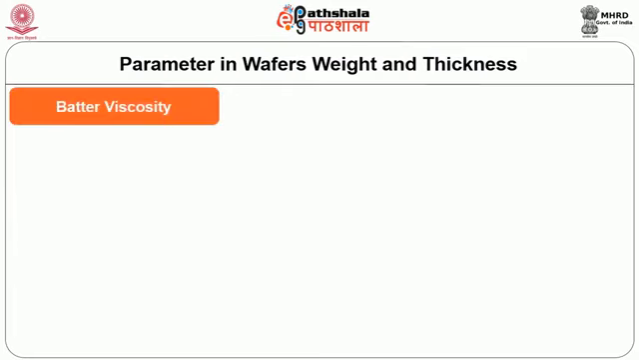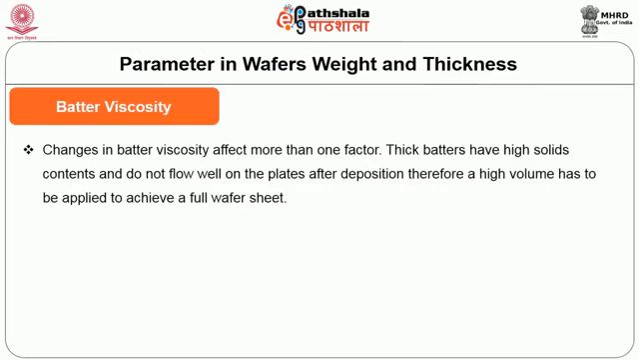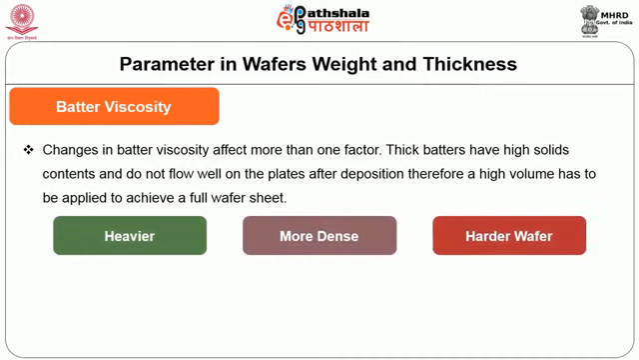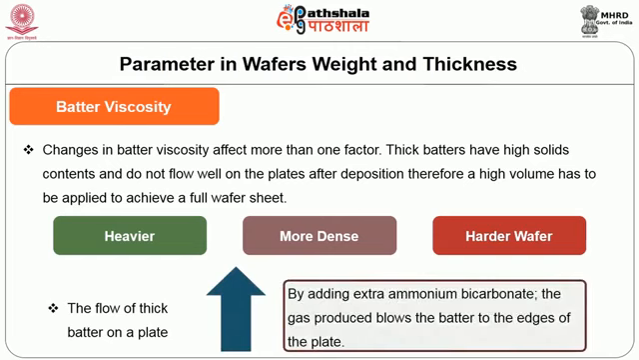Next is batter viscosity. Changes in batter viscosity affect more than one factor. Thick batters have high solid contents and do not flow well on the plates after deposition. Therefore, a high volume has to be applied to achieve a full wafer sheet. This gives a heavier, more dense and harder wafer. The flow of the thick batter on the plate can be increased by adding extra ammonium bicarbonate. The gas produced blows the batter to the edge of the plate.